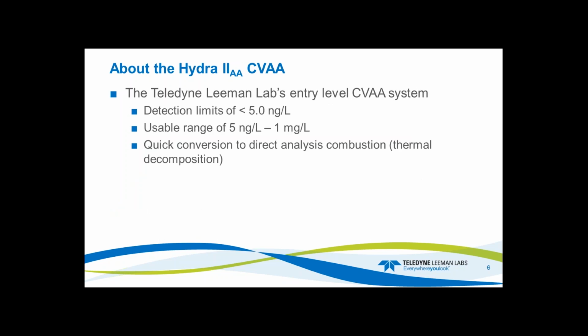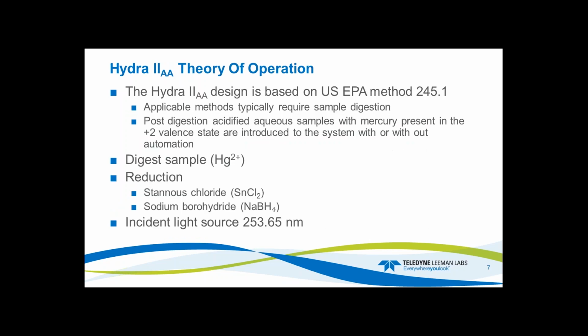A little bit about the Hydra AA CVAA system. It's an entry-level system. Our detection limits are less than 5 nanograms per liter. We have a usable range of 5 nanograms up to 1 milligram per liter, which we'll get into. And it can be quickly converted over to a thermal decomposition system, which suffices for EPA 7473. The Hydra AA is based on 245.1. Applicable methods typically require digestion unless you're reading just a pure standard.